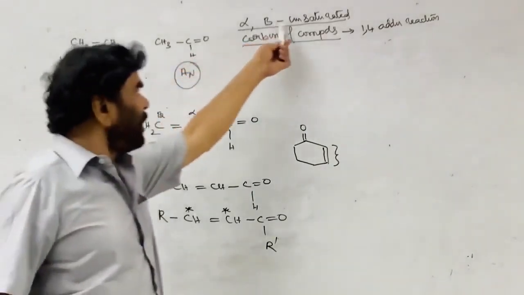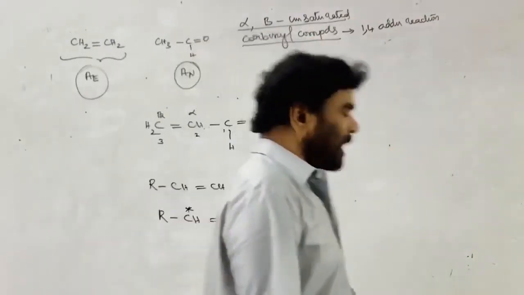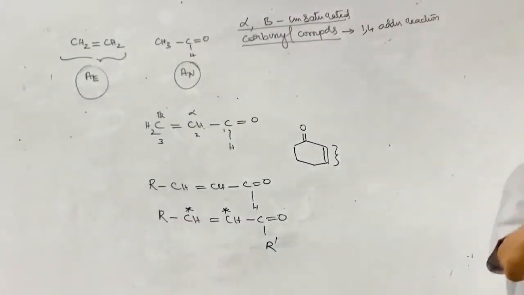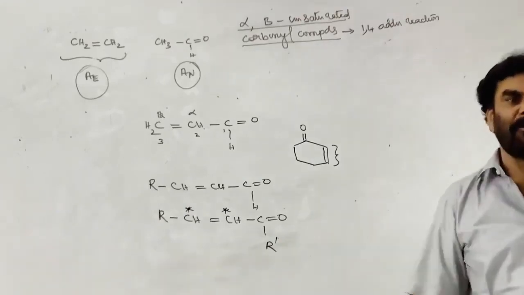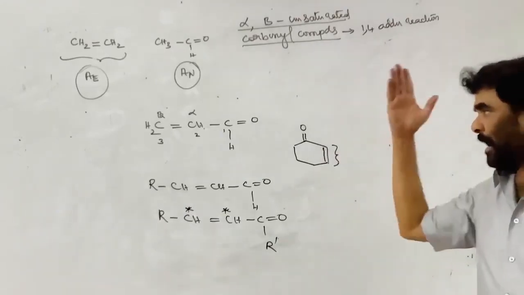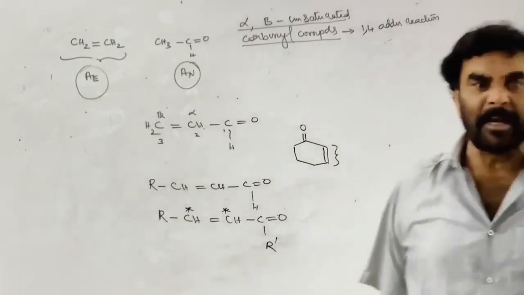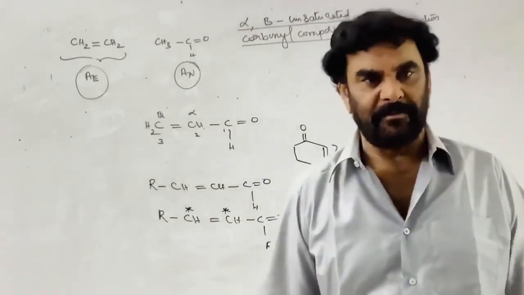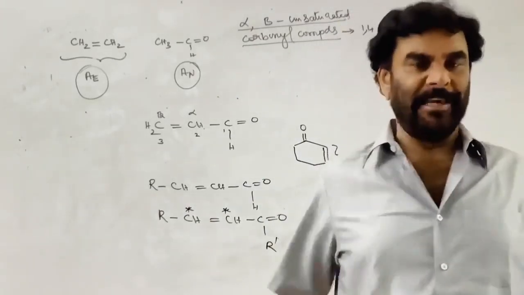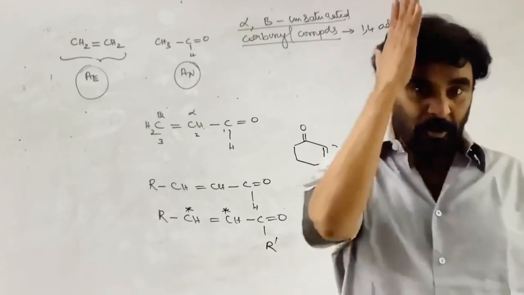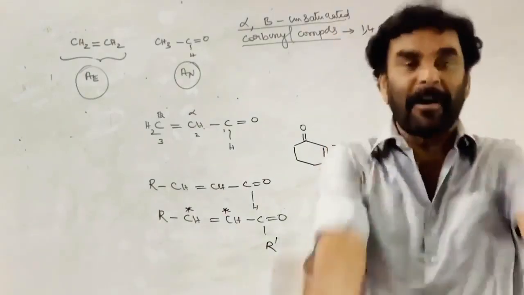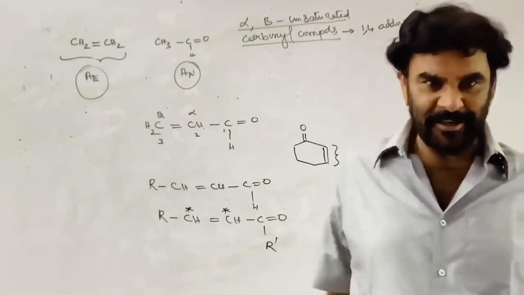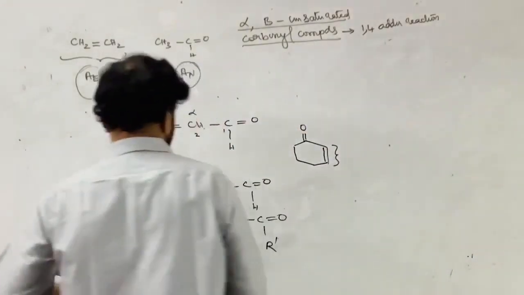In the alpha beta unsaturated carbonyl compounds, the carbonyl group has a tendency to take part in nucleophilic addition, and the carbon-carbon double bond also has the tendency to take part in nucleophilic addition reaction. Both are nucleophilic addition centers. There are two addition centers. Now, which takes part preferentially in this nucleophilic addition reaction?